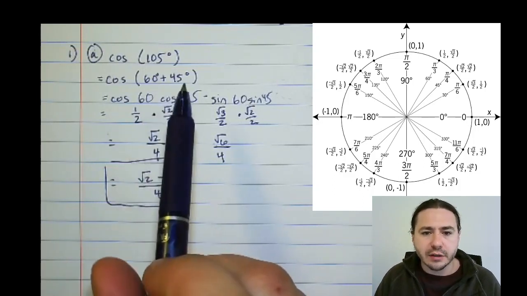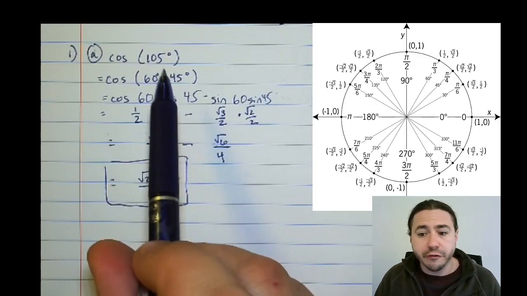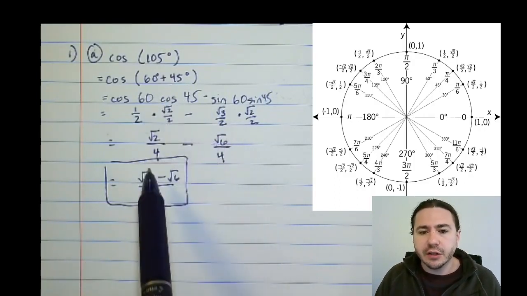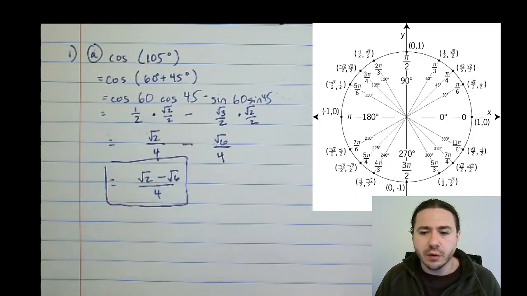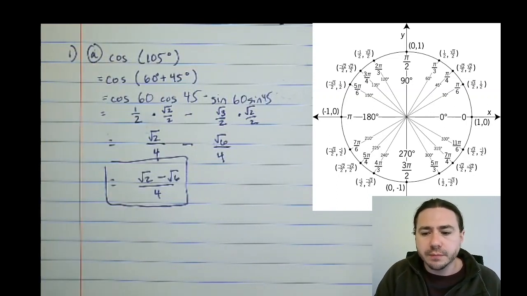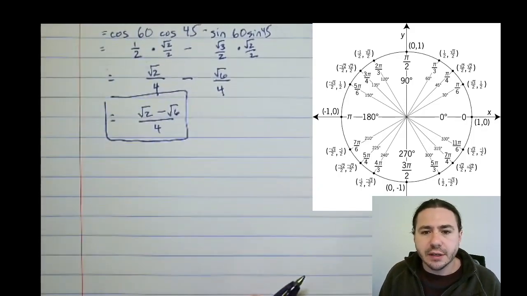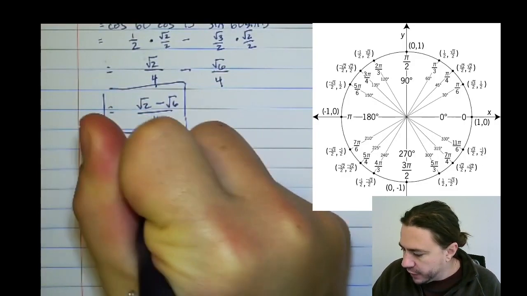If you work this out a little differently, like for instance, if you did something like 135 minus 30 and you use the difference formula, that's fine. Your answer might look a little different, but you might throw this in the calculator and just see what it equals and see if they equal the same thing. So that's number 1, or 1A rather. So let's take a look at the next one. So the next one is sine of negative pi over 12.